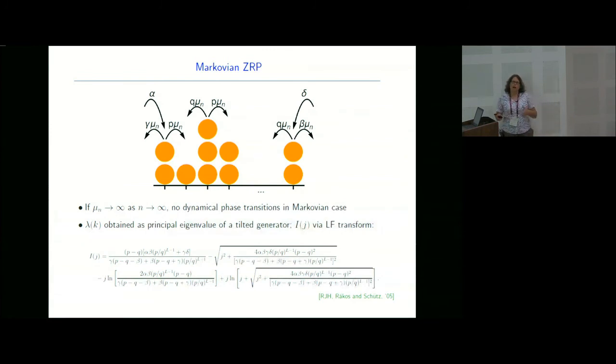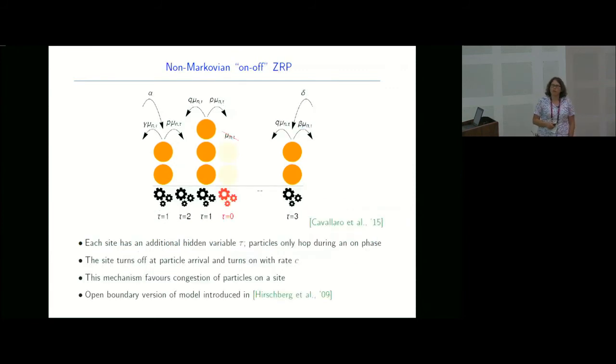So what we want to do now is to take this Markovian case with μn going to infinity as n goes to infinity and put in some hidden variables. And we put in hidden variables in the following way. We assume that every site has a kind of clock variable, which we don't see. And when the clock is 0, the particles are not allowed to hop. And when the clock is anything bigger than 0, the particles are allowed to move.